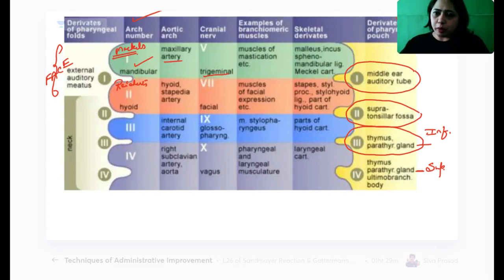So when you talk about muscles of mastication, we always say that it is derived from the first arch. So it is supplied by mandibular nerve. You'll be like, why so? It is supplied by mandibular nerve.